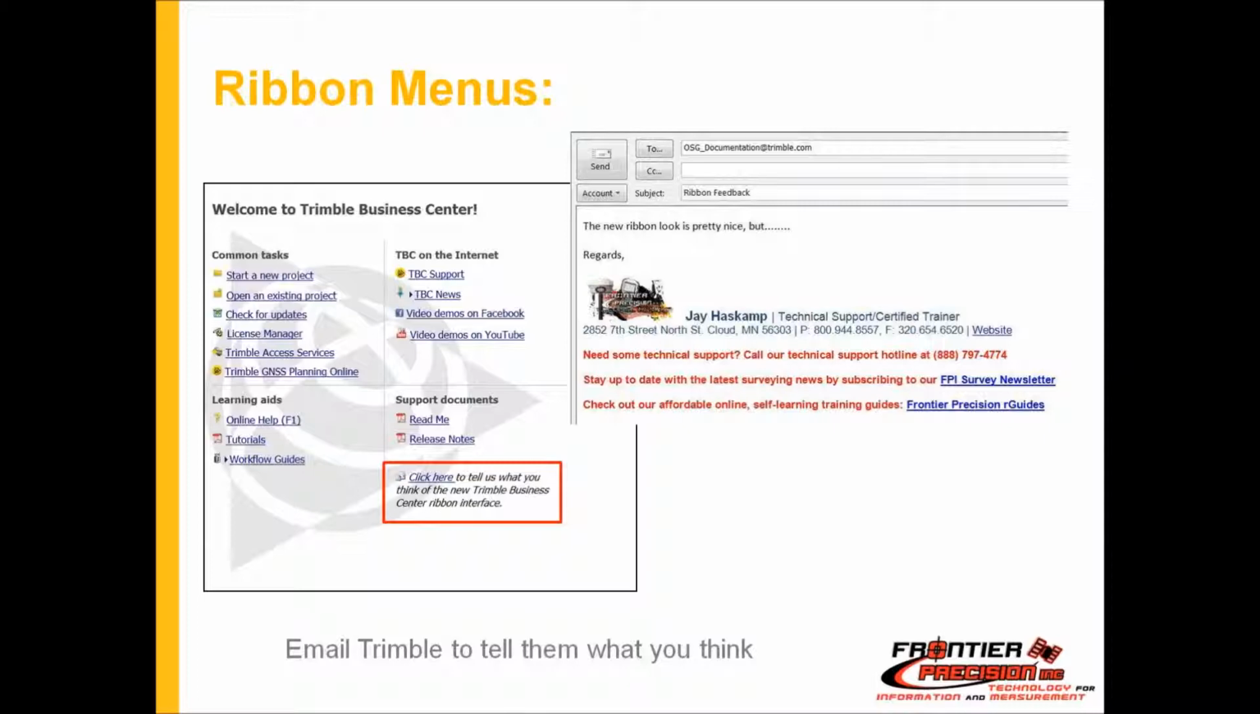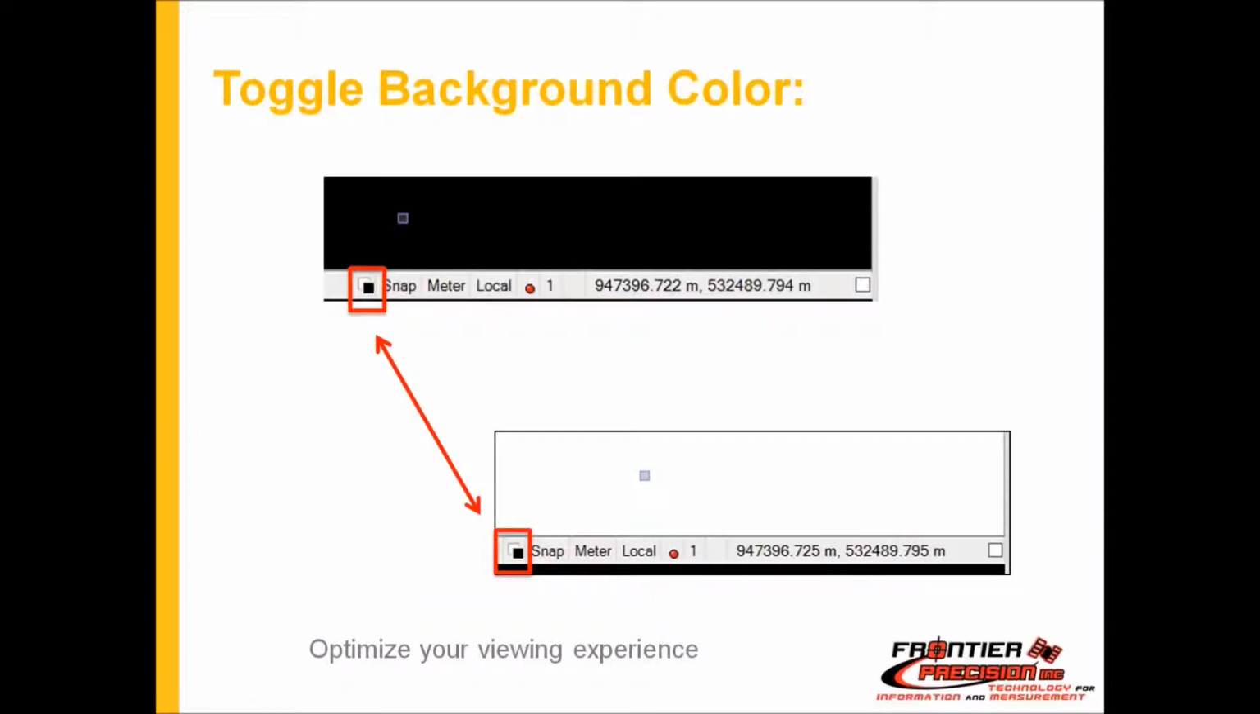As far as the ribbon menus are concerned, it's still kind of what they would call an evaluation version or a trial version. So in the start page of Business Center, they have this little box here. Click here to tell us what you think of the new interface. So you can click on that. It'll send Trimble an email, and you can send them your comments or suggestions for things you would like to see changed or different, or any questions or concerns.